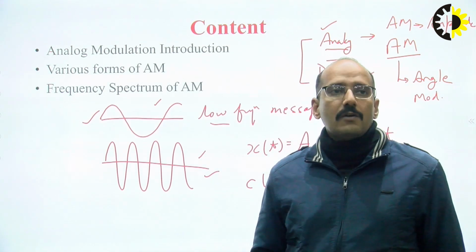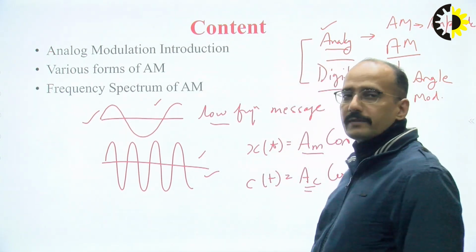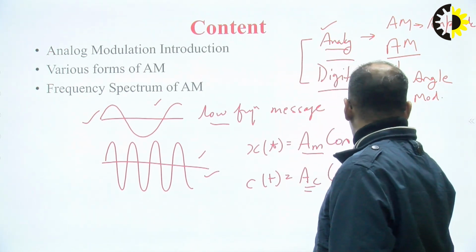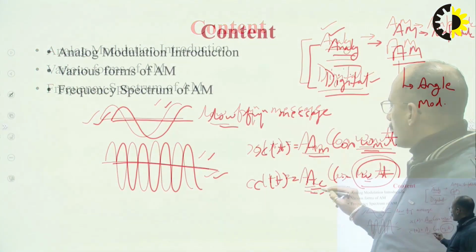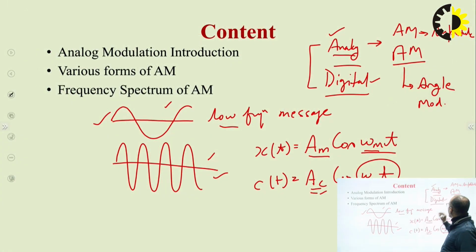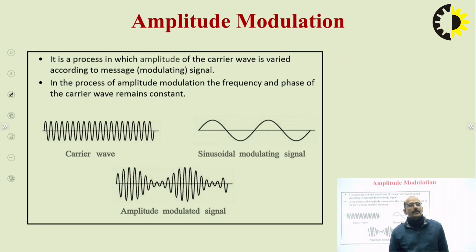So in the process of modulation, we change either the amplitude of the carrier or the angle of the carrier. If we change the amplitude of the carrier, then it becomes amplitude modulation, or if we change or modulate the carrier frequency or phase as per the instantaneous value of the message signal, then angle modulation comes into the picture. So by this process, we are going to start the amplitude modulation part.